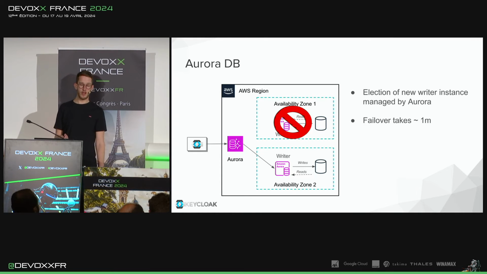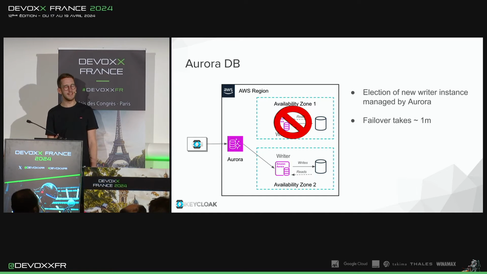The failover of a writer instance from one AZ to another takes approximately 1 minute in our experience. During this minute, we do have downtime with Keycloak, but I'm sure you can appreciate 1 minute is much faster than the amount of time it would take to redeploy this entire stack on a fresh availability zone. We're talking hours potentially there.